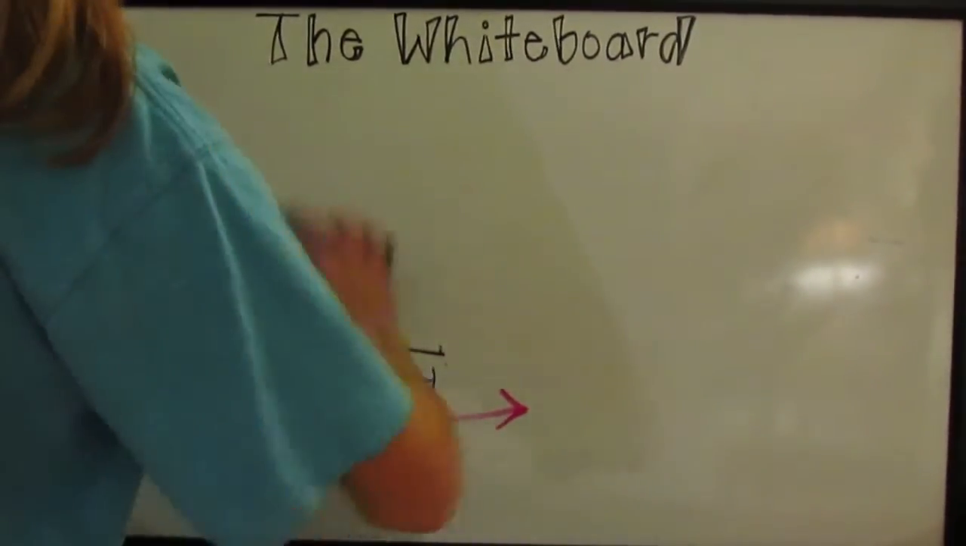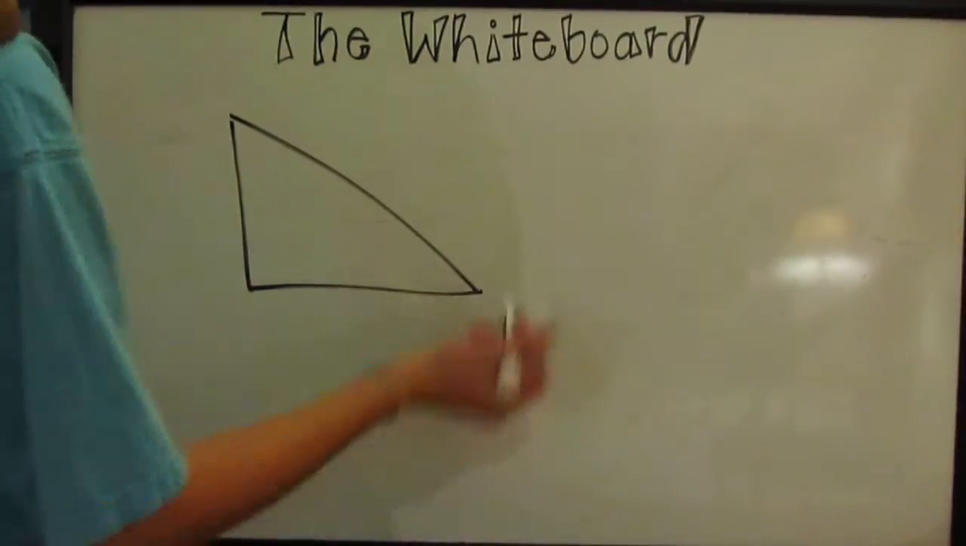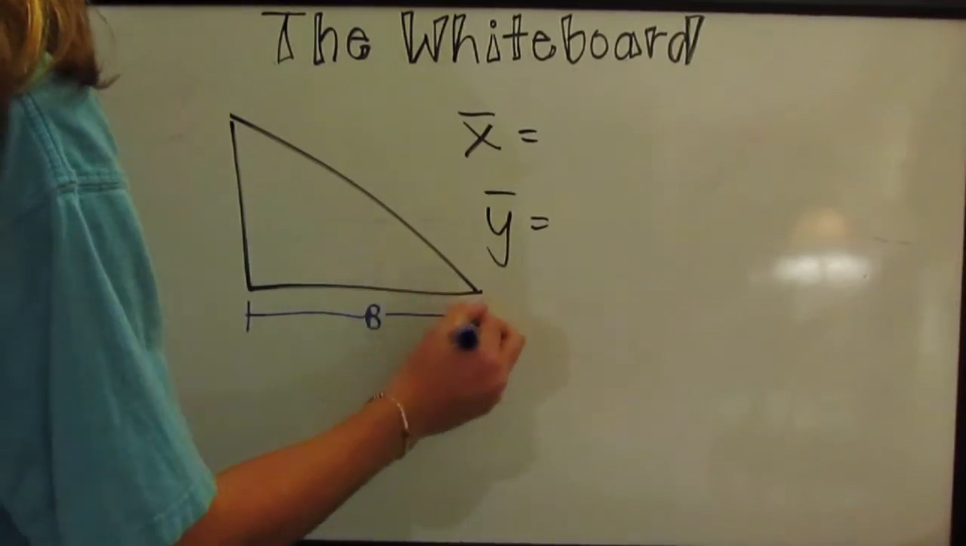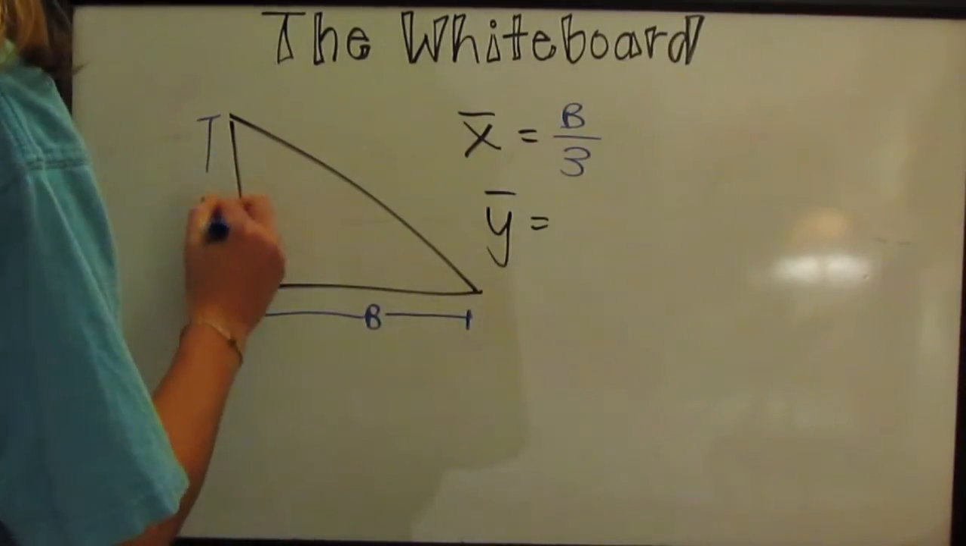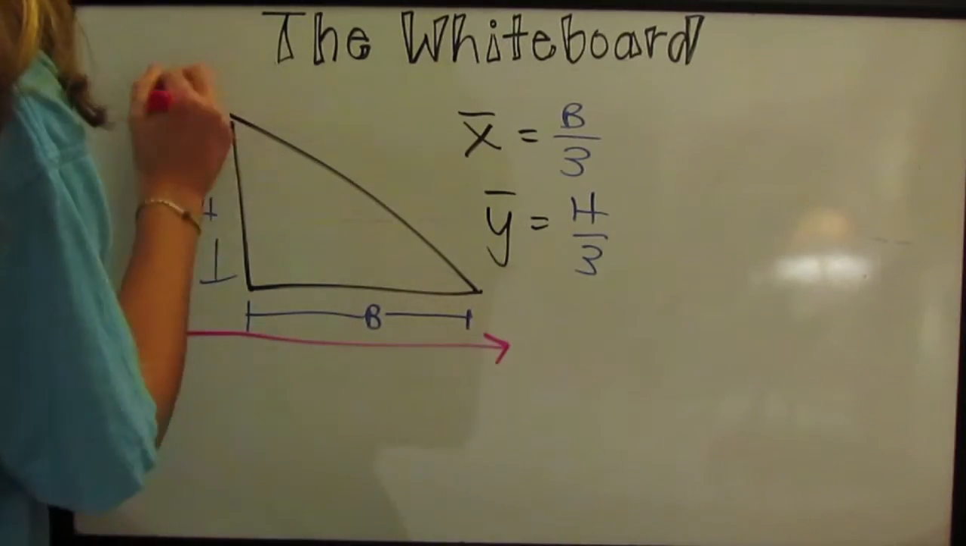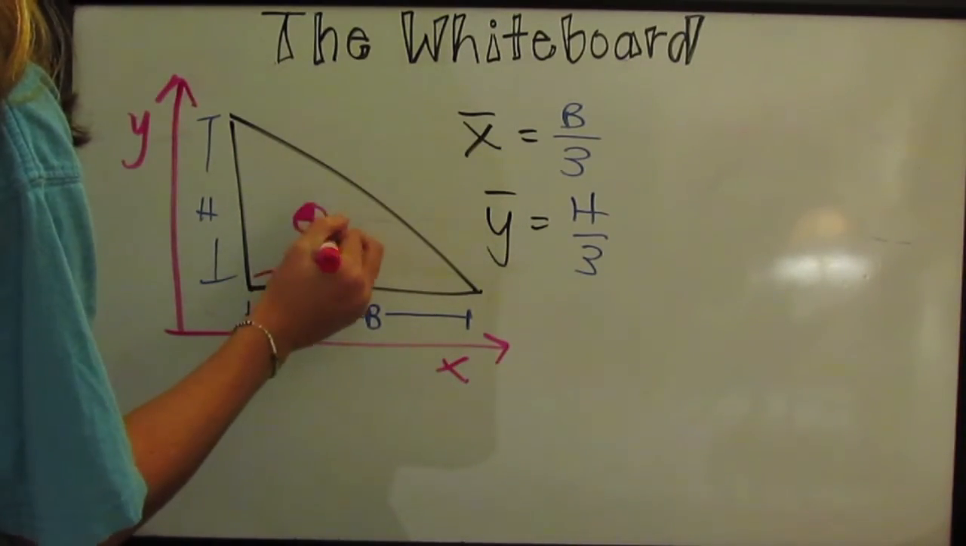Now let's look at a triangle. X bar and y bar correspond with the same h and b variables of a square. X bar equals b over 3, and y bar equals h over 3. The y-axis and the x-axis correspond the same. The centroid will be right about here.